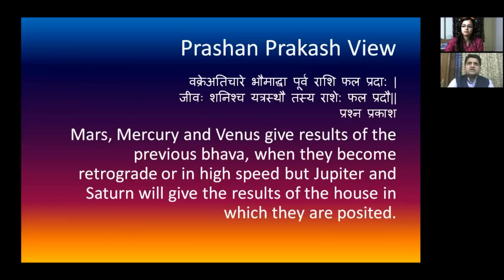First of all, this book is of Horary, Prashna Shastra. So we should not directly apply this principle on the native chart, but it's a matter of research, whether this principle applies on a native chart or not. Apart from this, I haven't got any shloka from any classical book on a retrograde planet aspecting or giving the result of the previous bhava. So it is completely a matter of research for viewers as well.